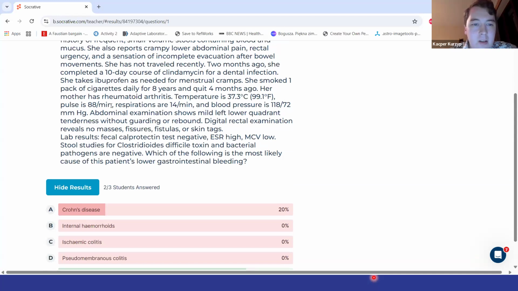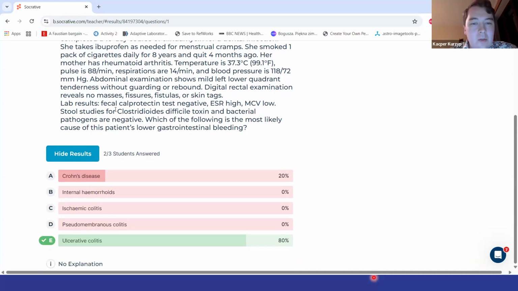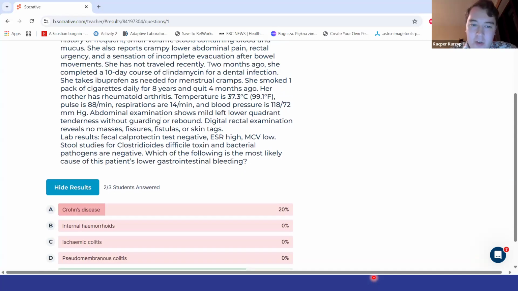Now, however, one of the things which kind of points towards UC compared to Crohn's is in terms of the anal involvement. There are no masses, fissures, fistulas, or skin tags, which is what we would expect in Crohn's.